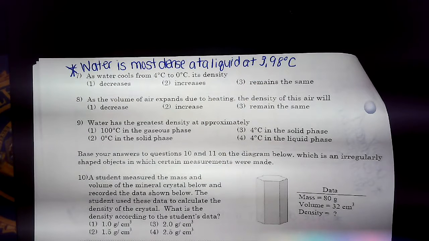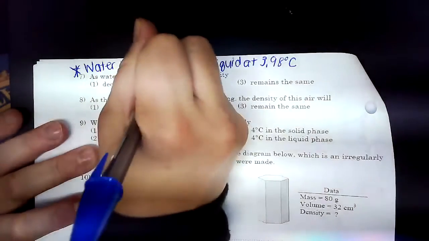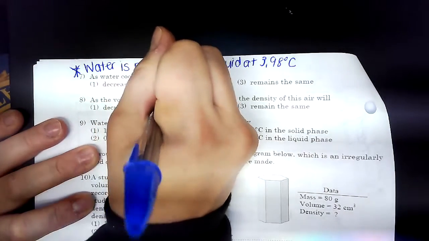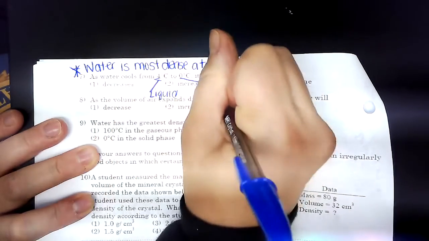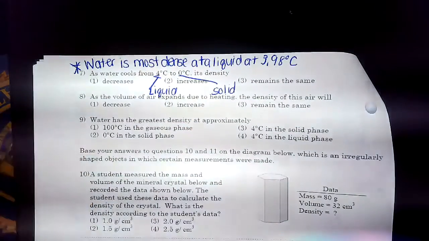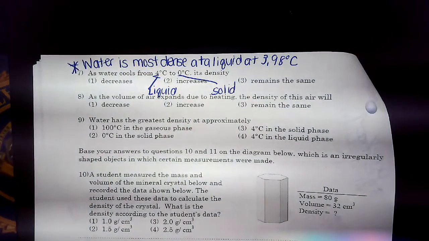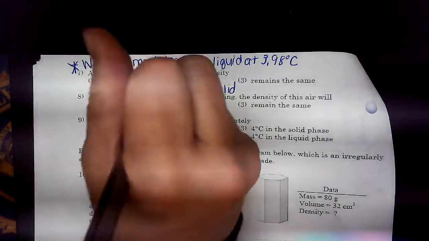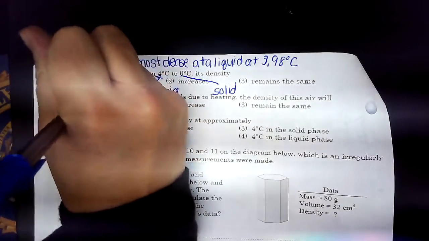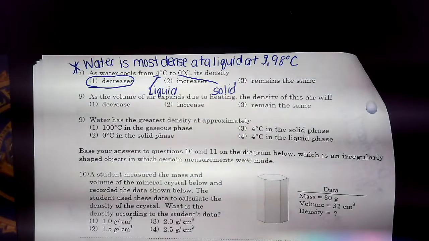Who knows? Anybody know what happens at 0 degrees Celsius? It's freezing. So we're going from a liquid to a solid. What happens to the density of water when it freezes? It decreases. It's the only material, the exception to the rule. Water is less dense as a solid than it is as a liquid.